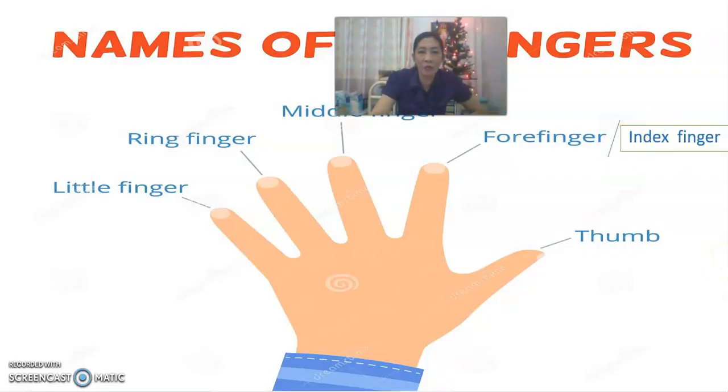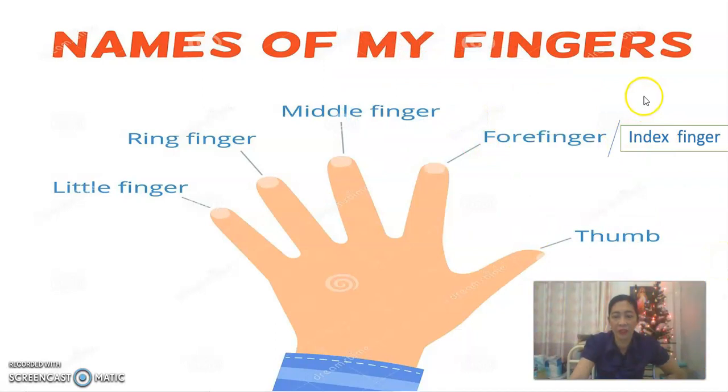So these are the names of my fingers. This is the little finger, ring finger, middle finger, forefinger or index finger, and thumb. Again, little finger, ring finger, middle finger, forefinger or index finger, and thumb. Those are the names of our fingers.